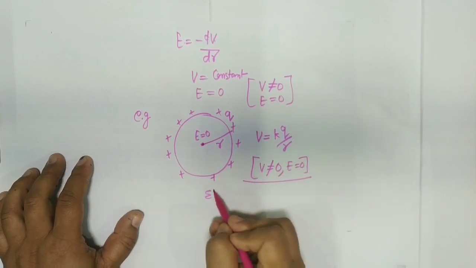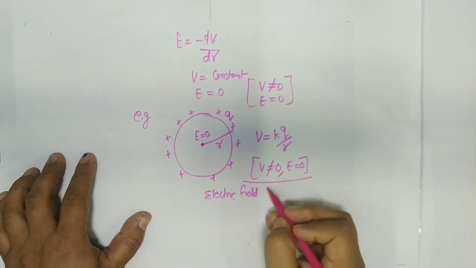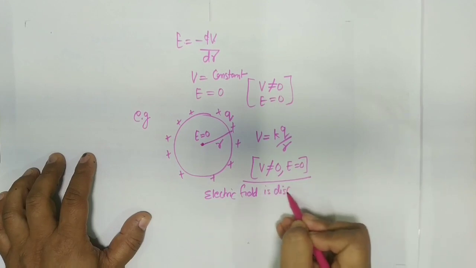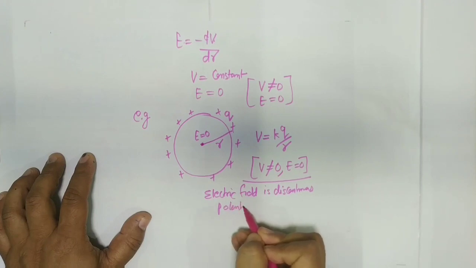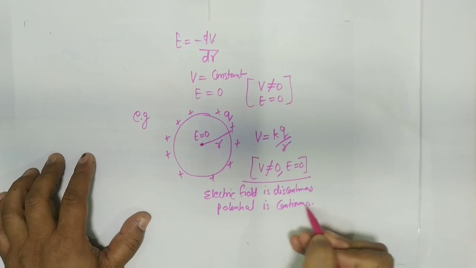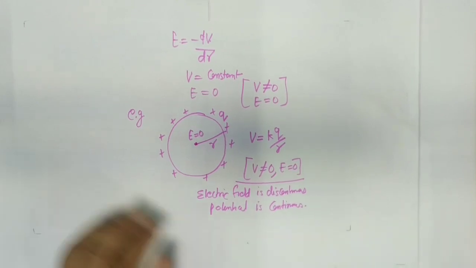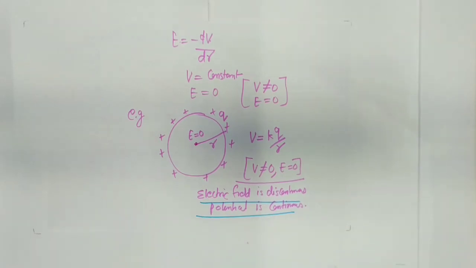So here it proves that V is not 0, but E is 0. That means the electric field is discontinuous, if we can say, and potential is continuous. So this can be a conceptual question. Potential is continuous. So this is how we say that this concept can be applied for the potential gradient. So this is the concept for electrostatic potential and capacitance.